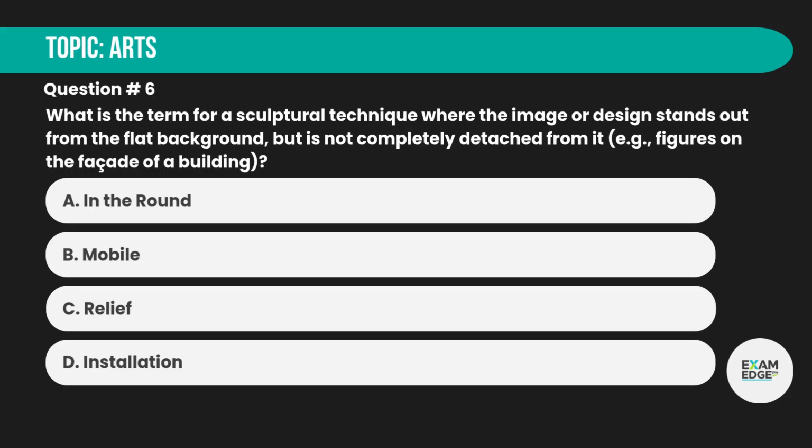Question number 6. What is the term for a sculptural technique where the image or design stands out from the flat background, but is not completely detached from it, e.g., figures on the facade of a building? A. In the round. B. Mobile. C. Relief. D. Installation.